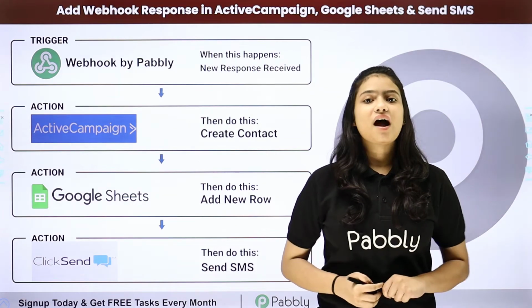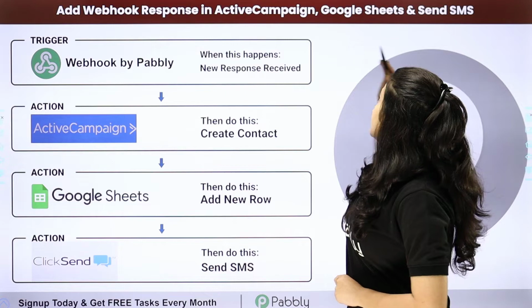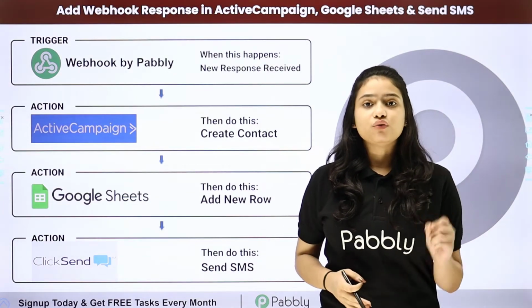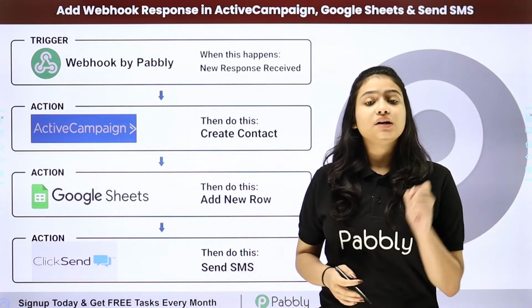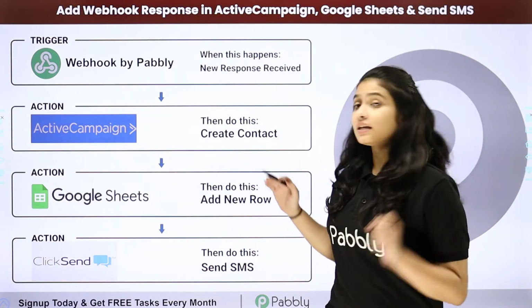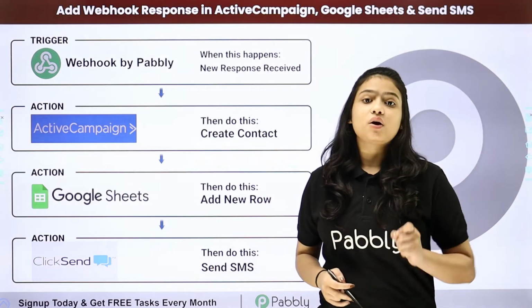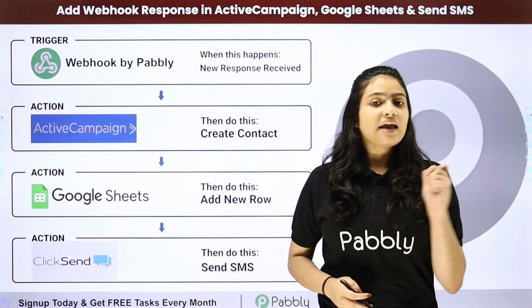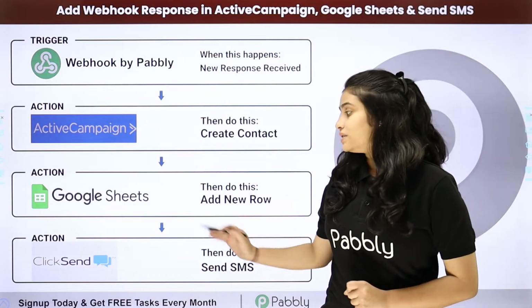In this video, we are going to learn how to add webhook response in ActiveCampaign, Google Sheet and send SMS. Now we want that whenever a new webhook response is captured through Webhook by Pabbly, automatically a new contact should be created by using the same details in our ActiveCampaign account, and the details of that contact should also be added in our Google Sheet in the form of a new row, and at last we also want to send a SMS to that particular contact by using click send.